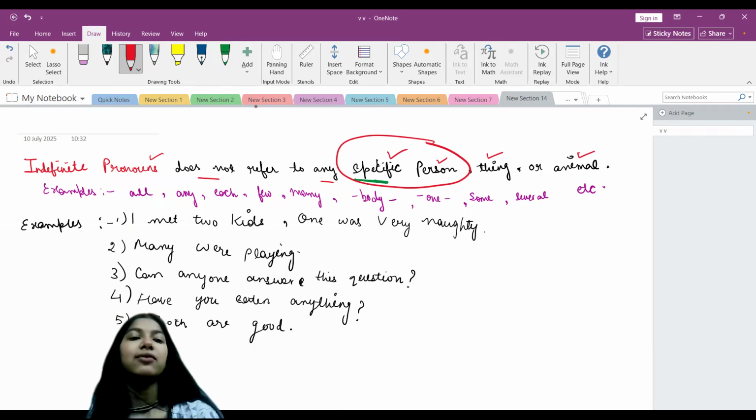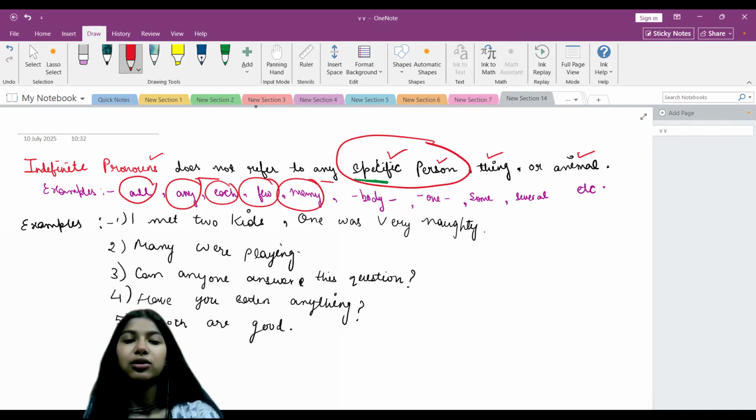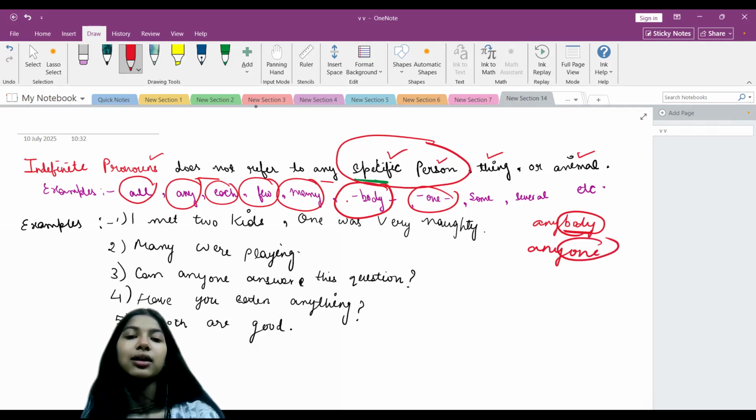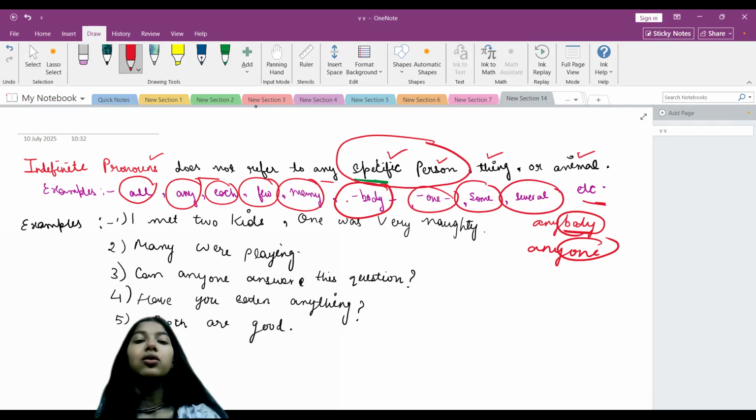The words include all, any, each, few, many, and also anybody, where the word body is attached. Just like that, we can say anyone, where the word one is attached, and some, several, etc. So let's understand it by taking some examples.